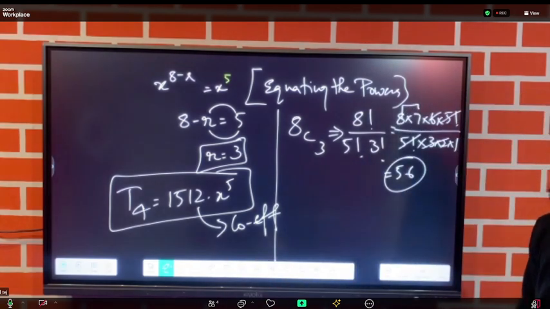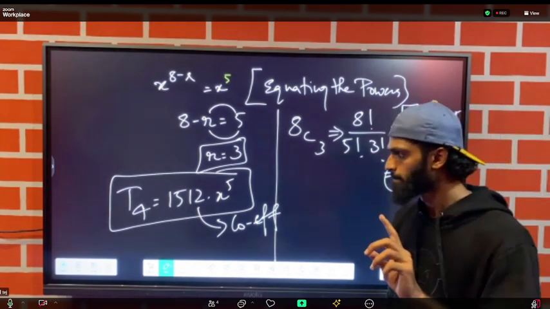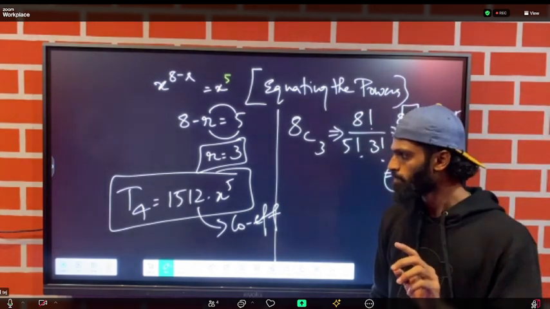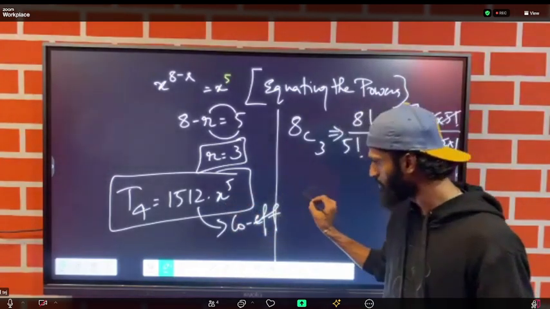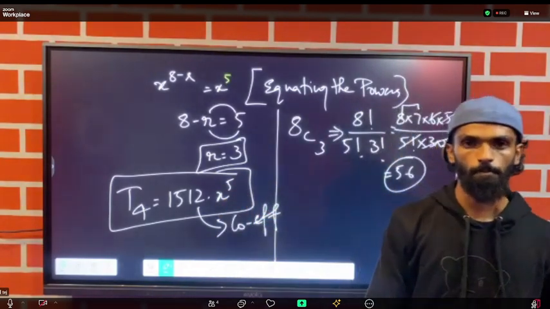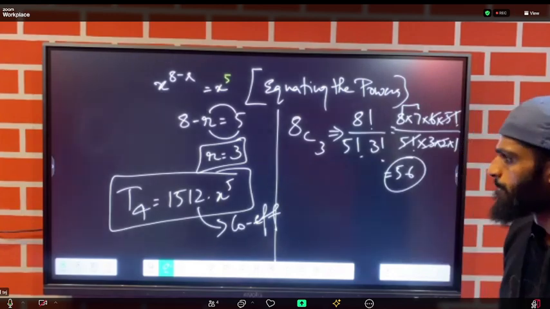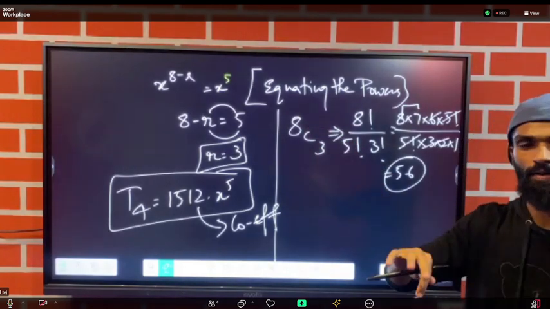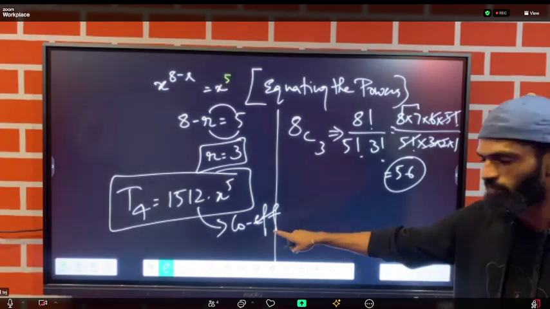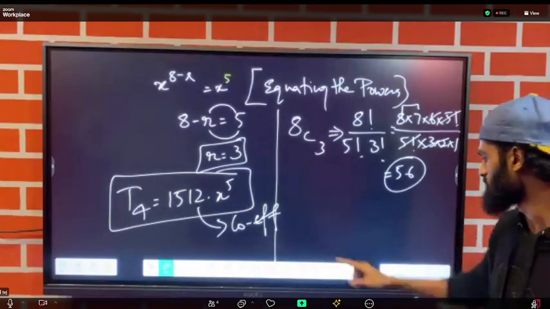So when they ask for the coefficient, do we write the coefficient as this, or could we leave this as the answer? No. This is not the answer. They won't give you marks for this. You should write coefficient is equal to 1512. This is only a 2 marker. The next question is a 3 marker, but it's the same coefficient only. You realize the difference.